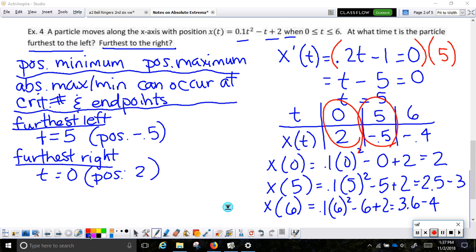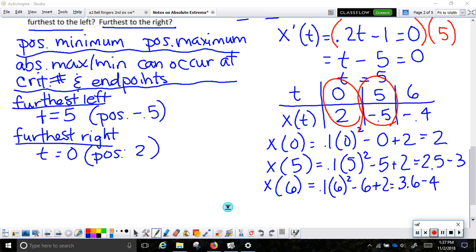I would like to ask a follow-up question. So the follow-up question that I'd like to ask is, what is the distance traveled by the particle on the interval 0 is less than or equal to t, which is less than or equal to 6. So that's our follow-up question.